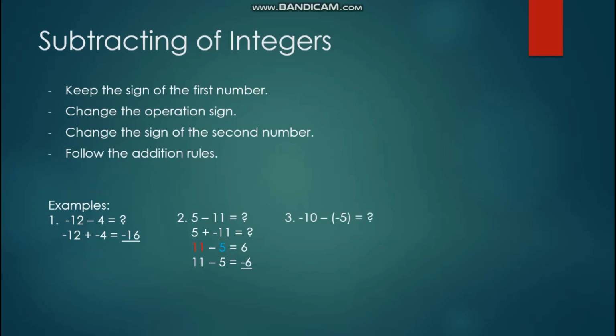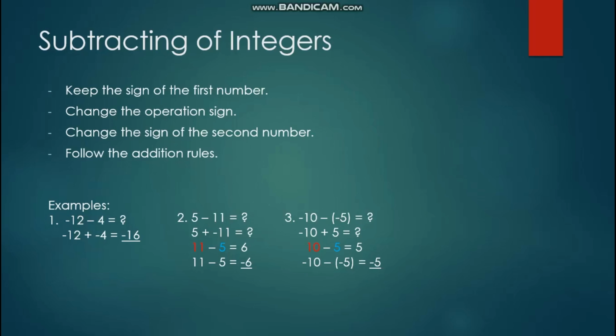Third example, negative 10 minus negative 5. Our final equation becomes negative 10 plus 5. So again, in adding unlike signs, identify the bigger number and subtract it with the smaller number. So 10 minus 5 is equal to 5. And since the negative sign is on our bigger number, our final answer is negative 5.